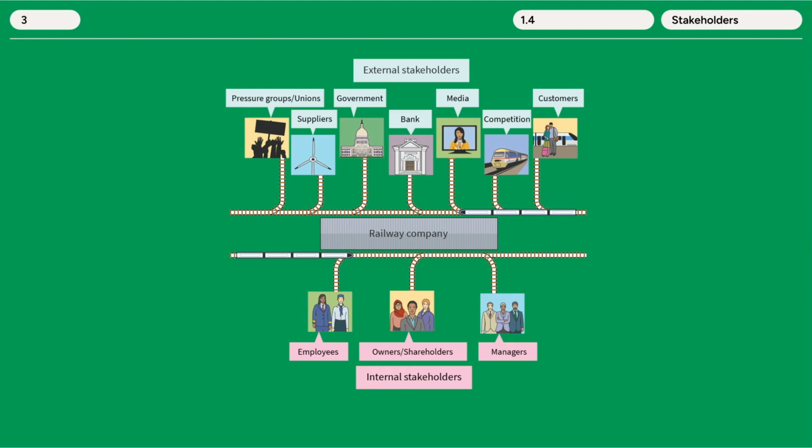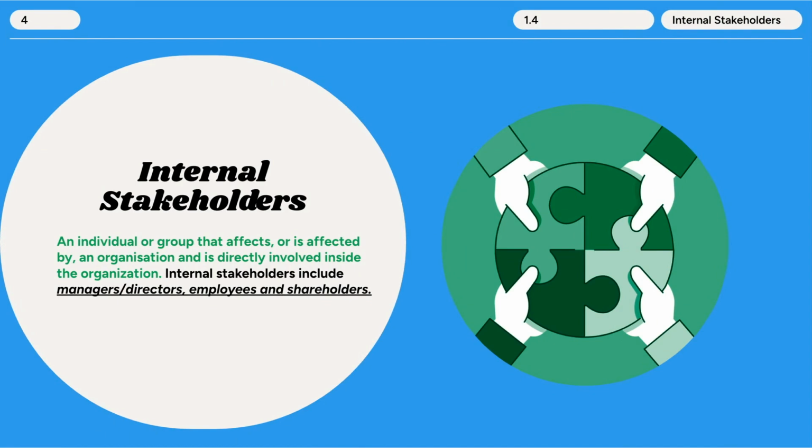Okay, so now I would like to talk about internal stakeholders. Internal stakeholders are individuals or groups that are directly involved in the organization and its operations. They have a direct interest in the business's performance and decision making. So when we're thinking of internal stakeholders, we must always remember that they have a direct influence. They're actually within the organization, inside the organization. So an individual or group that affects or is affected by an organization and is directly involved inside the organization, this is the actual definition of internal stakeholders.